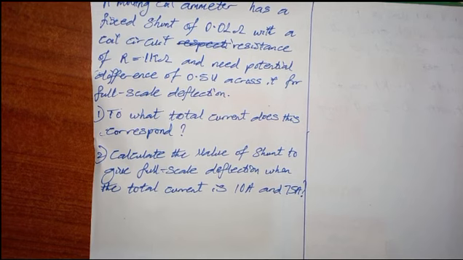And question 2 says, calculate the value of shunt to give full scale deflection when the total current is 10 amps and 75 amps.